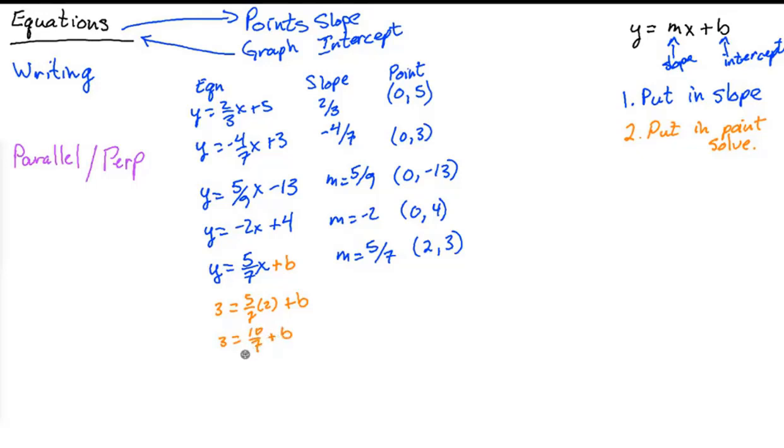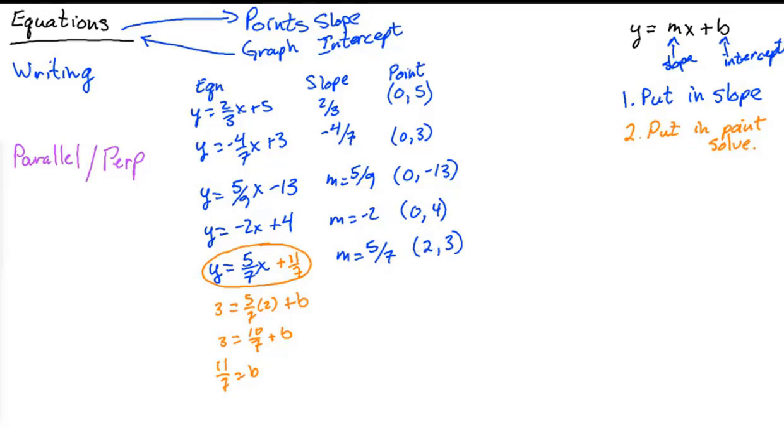If we subtract 10/7 over here, with a common denominator, 21/7 minus 10/7 gives you 11/7. That's what b is, which means we really can go back here and say, wait a second, we know what that is now. It is 11/7. And so that's what we do, plus 11/7. And now we have an equation of the line given a slope and a point.